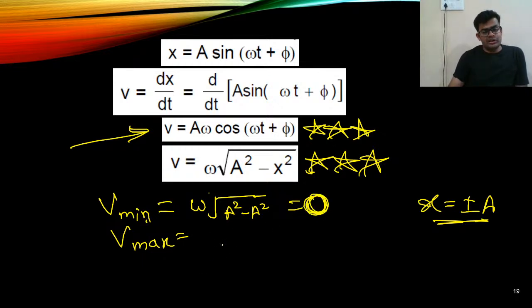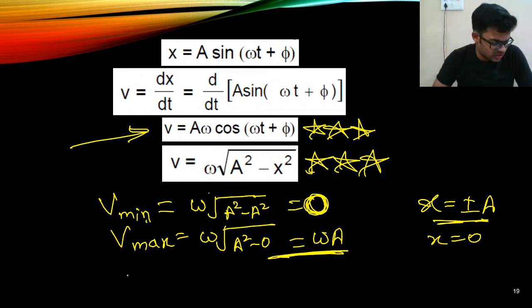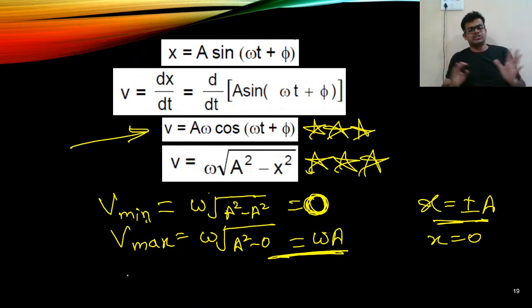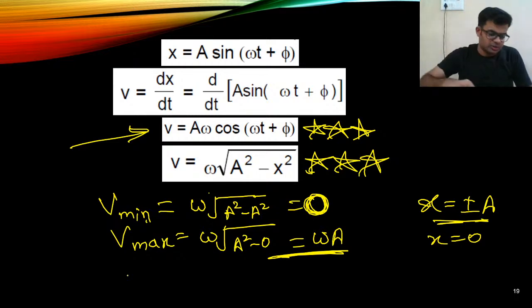So the minimum value of speed is 0. What is the maximum value of speed? If x is equal to 0, then I will write omega into root of a square minus 0, which means omega into a. So the maximum value of speed is omega a. Minimum value of speed is 0. These are the basic formulas you need to remember. Where will be the minimum speed? The minimum speed will be at extreme positions. Maximum speed will be at mean positions.